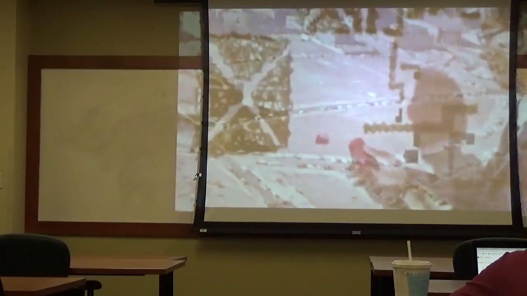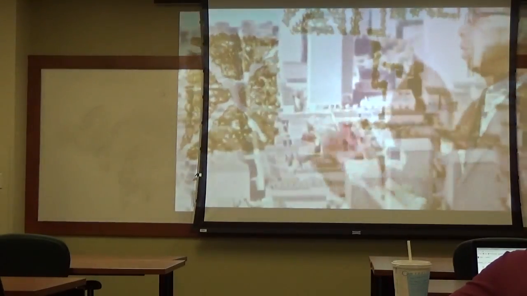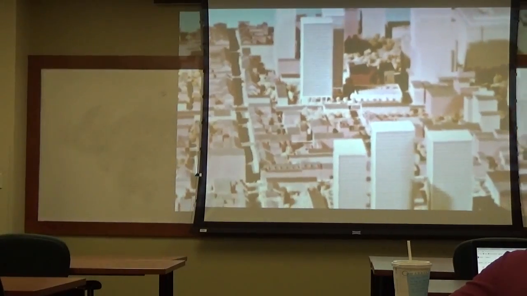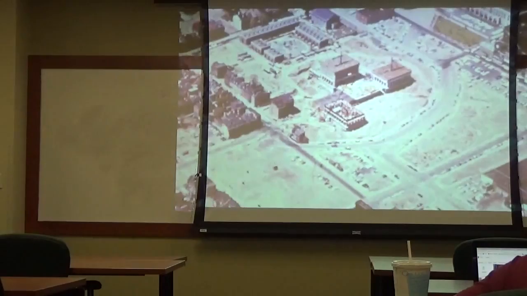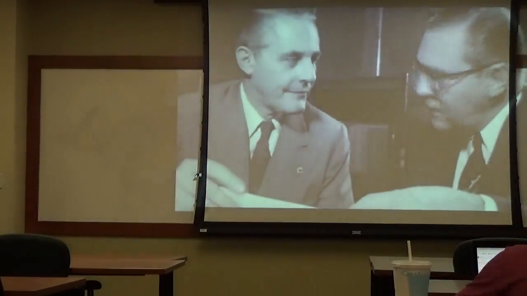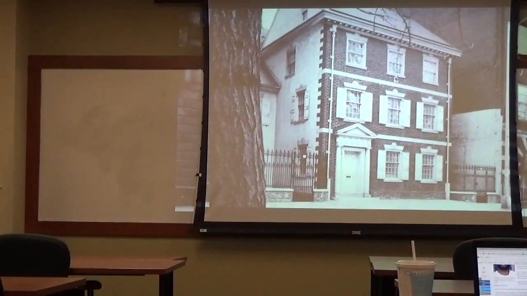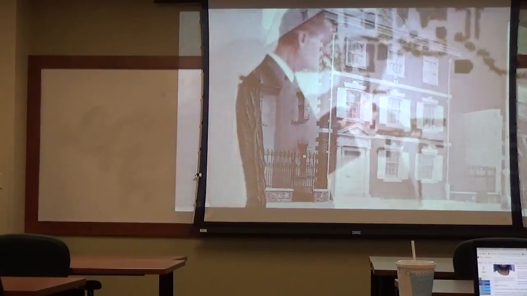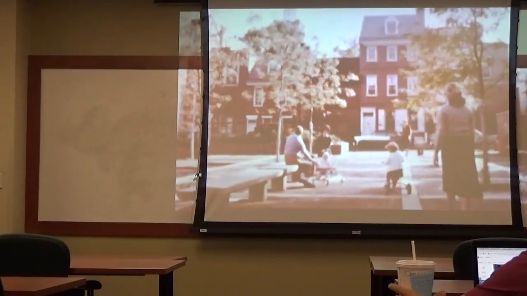Bacon selected acclaimed modern architect I.M. Pei to design the centerpiece of the renewal, Society Hill Towers, which broke ground in 1963. Mayor Richardson Dilworth built a home for his family on nearby Washington Square. And Bacon designed a network of greenways, creating pedestrian pathways between the streets.